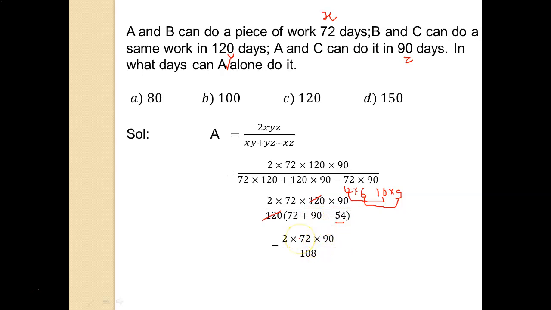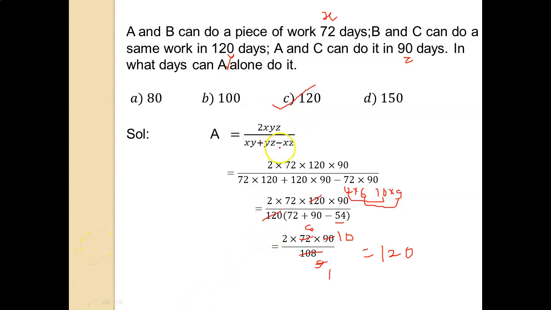12 sixes are 72 and 12 nines are 108. So 9 ones are 9, 9 tens are 90. So the product of 2 into 6 into 10, that means 120. This calculation is 120. So 120 days can A alone do it. So 120 is the right answer.